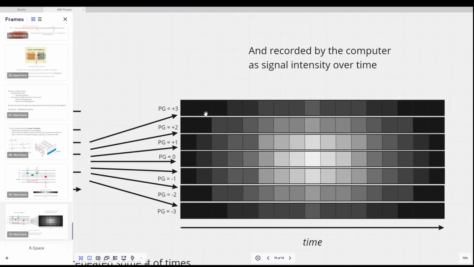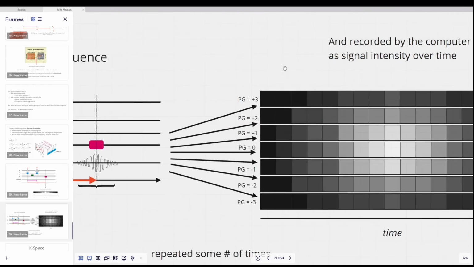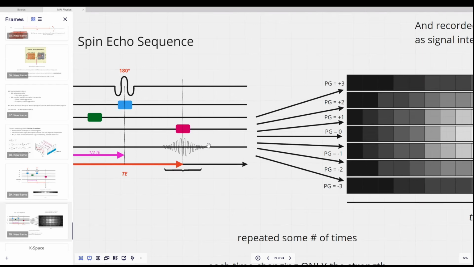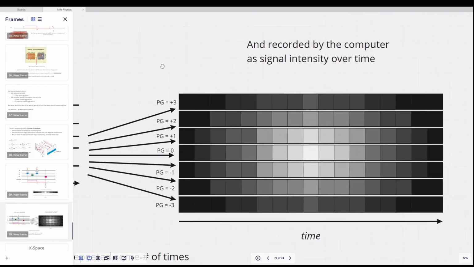Each time, what does our signal look like over time? What's it doing over time? In each one of these rows, you can see it's doing the same thing. It's gradually increasing to a maximum in the middle, and then it's getting smaller again, right? And that's just what we would expect. That's what our signal is doing over time. And then we make the gradient a little weaker, or a little stronger in the opposite direction might be a better way to say it. We plot that down here, and then we make it a little stronger in the opposite direction, and then a little stronger again in the opposite direction, and we plot what happens.